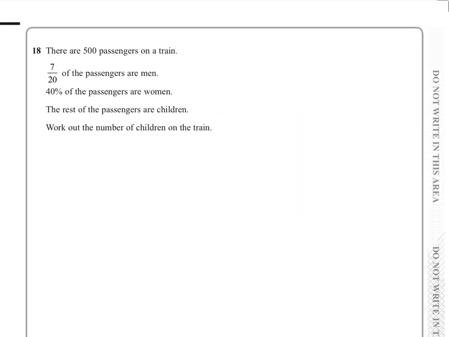Question 18. There are 500 passengers on a train, and you'll basically have to work out 7/20 of them and 40% of them. And the 7/20 would be men and the 40% would be women. Once we've worked that out, there'd be some left over and they would be children, and you have to work out the number of children on the train. So let's start with what I think is the easiest one, and that is 40%.